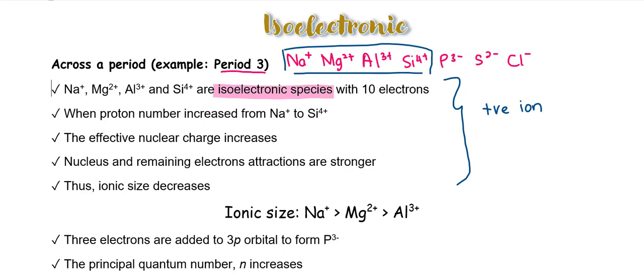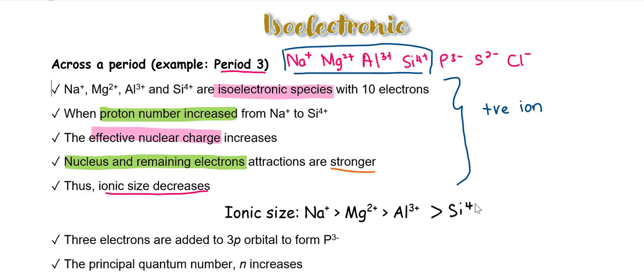Like just now, we know that when the proton number increases from Na plus to Si4 plus, of course the effective nuclear charge also increases. That makes the attraction between the nucleus and the remaining electrons become stronger. Thus, the ionic size decreases from Na plus to Al3 plus. Oh, I missed one. Not only Al3 plus, we also have Si4 plus, so until Si4 plus.